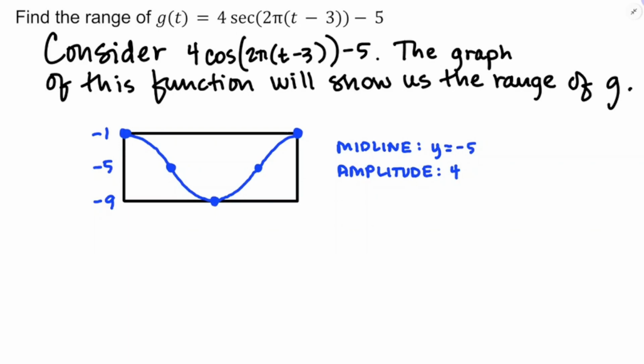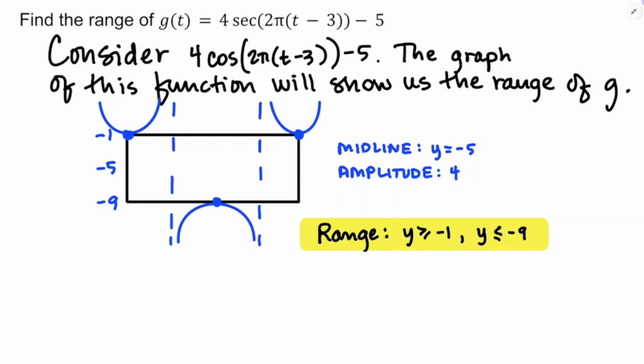Okay, and if you remember how the graph of secant and cosecant went, we can just turn this thing inside out, draw some vertical asymptotes, and we get some U's. The graph is outside of the box rather than inside the box. And so that just means that y is going to be either greater than or equal to negative 1 or less than or equal to negative 9 for g.